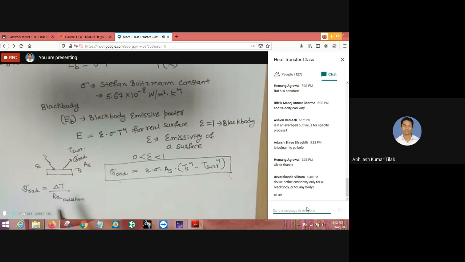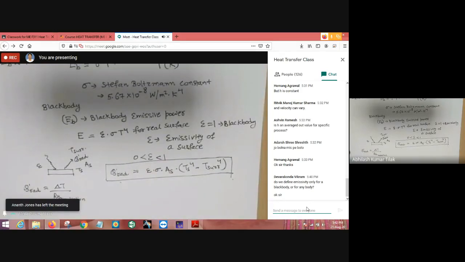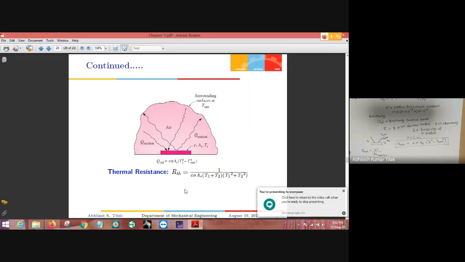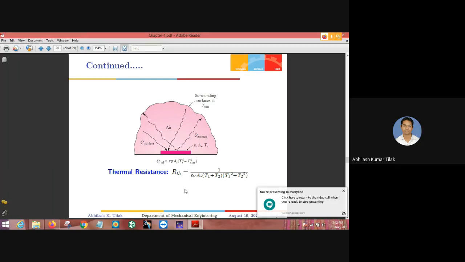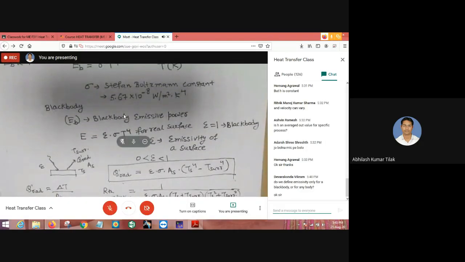Okay. So you can write Q radiation is equal to delta T by thermal resistance for the radiation. So if you compare these two expressions, you can have the expression as it is given in the slide also here. That is R th for the radiation is equal to 1 upon epsilon into sigma into As into Ts plus T surrounding into Ts square plus T surrounding square. This would be the value for your thermal resistance for the radiation.